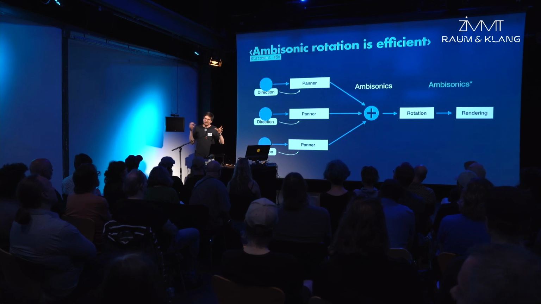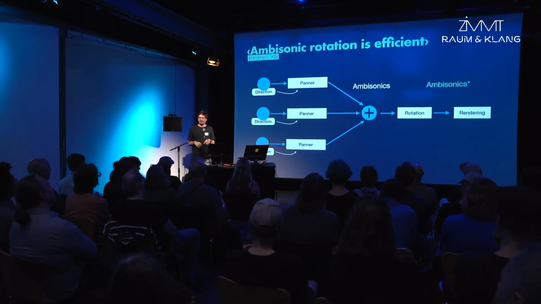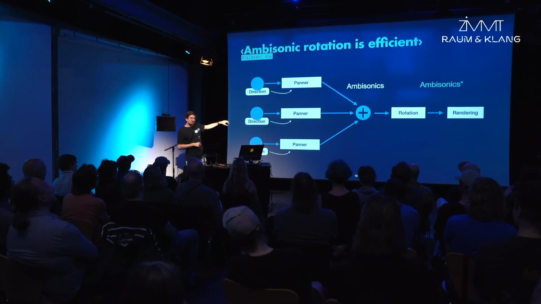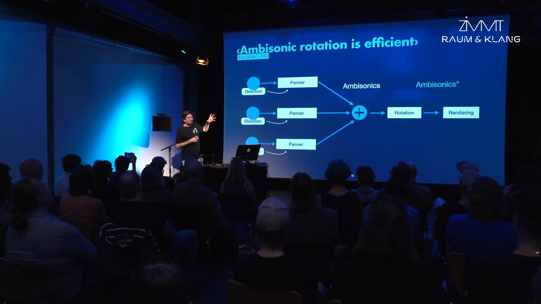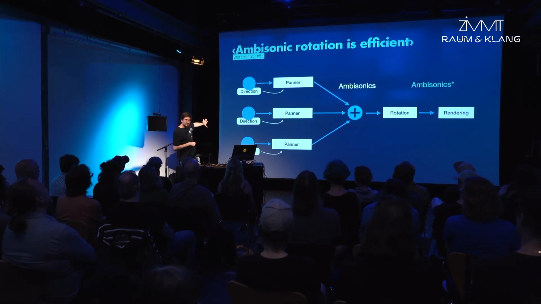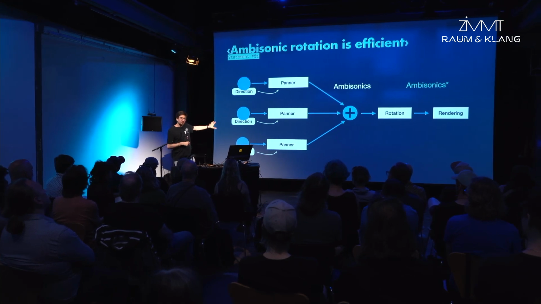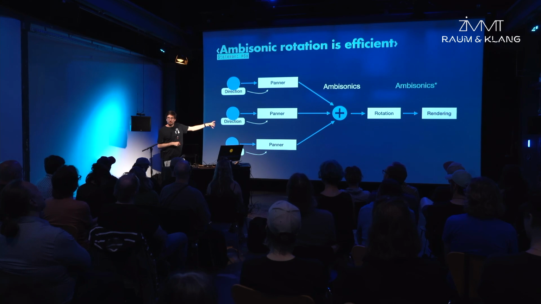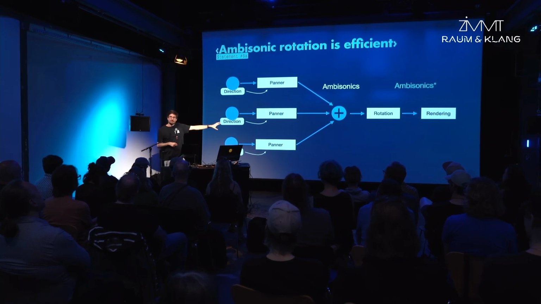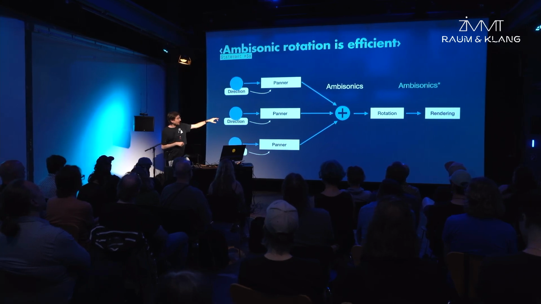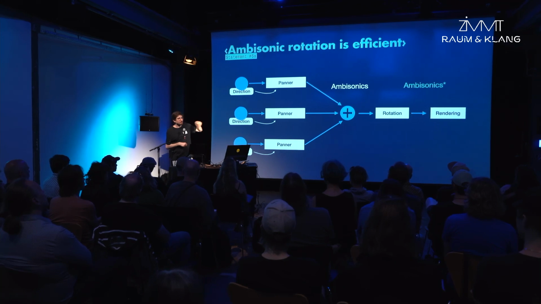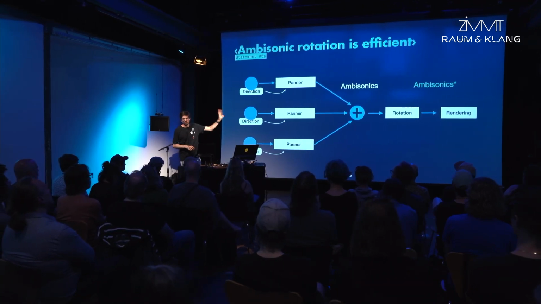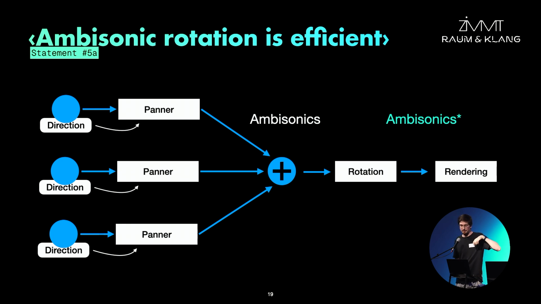Okay, so now let's take a look at the Ambisonic rotations. Is it really efficient or is it not? That's a usual audio chain you have. You have a couple of sources here on the left. Each source has a direction. Each source gets fed into a panner, then panned into Ambisonics and summed up. And then there's the rotation unit we have there, and it rotates the sound field, so it's now called Ambisonics asterisk. That's our rotated sound field. And then you can go to the rendering.